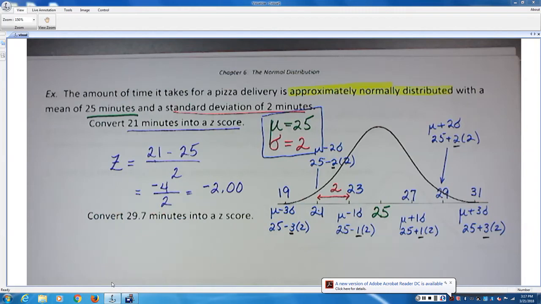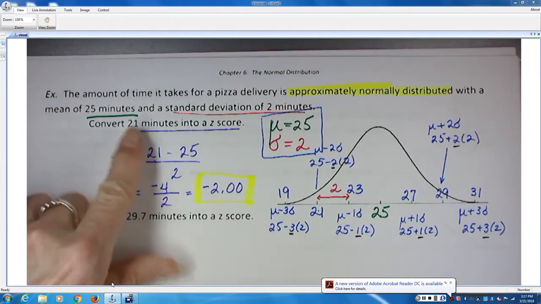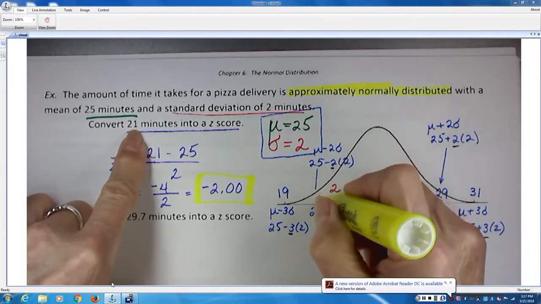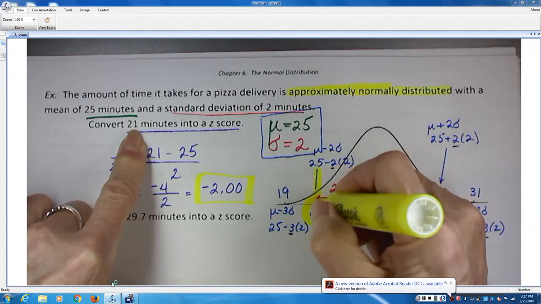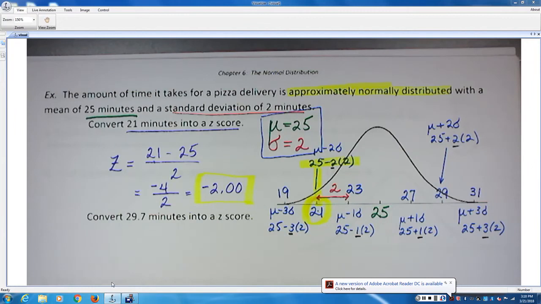So what that's telling us is that our z-score of -2 will tell us where 21 minutes falls on the curve. Because it's 2 standard deviations below the mean of the curve. Okay? So all we're doing, we're not finding probabilities at this point, we're just converting. We're just changing a raw score, an x value, into a z value so that we can locate it on the axis of that curve. And that's all we're going to do on the second one as well.